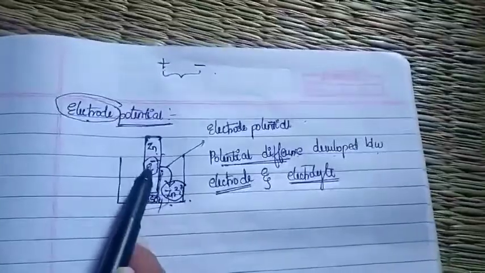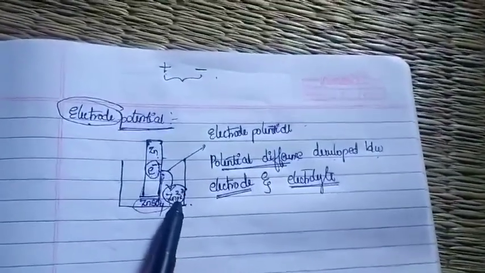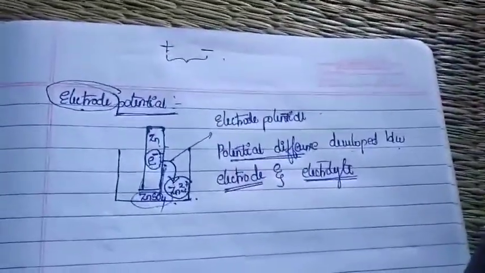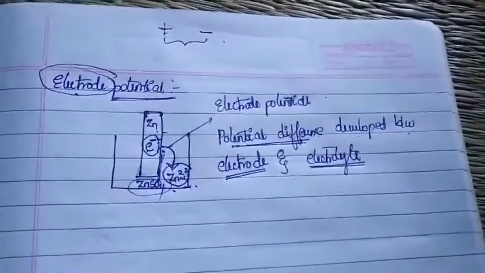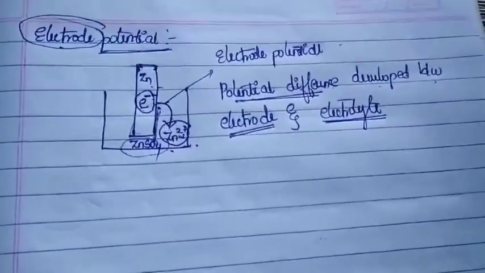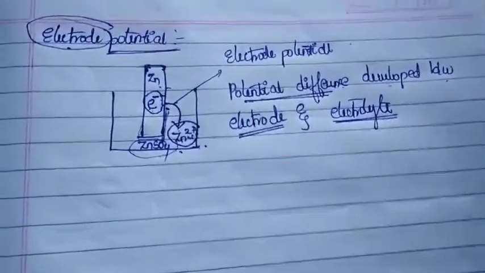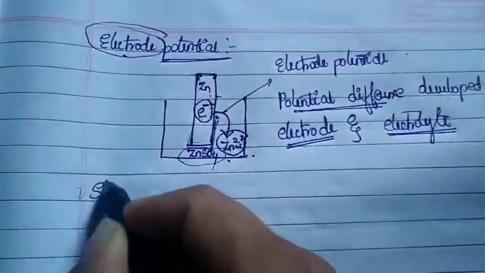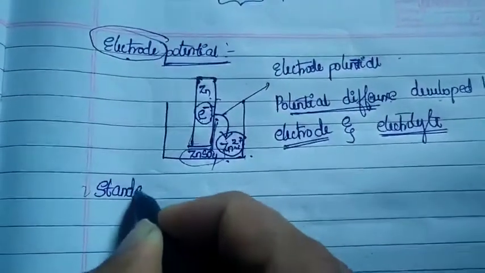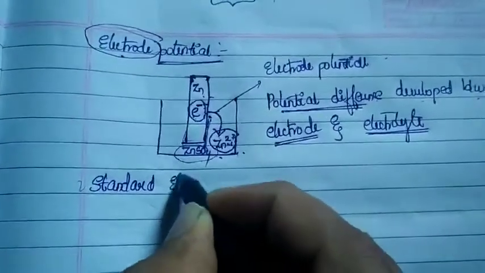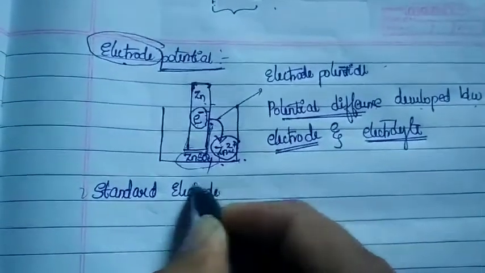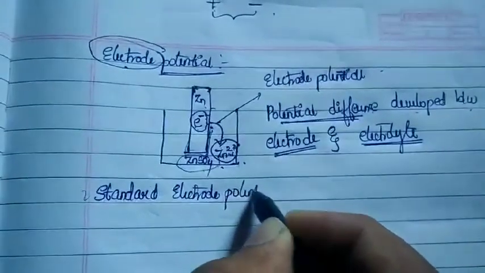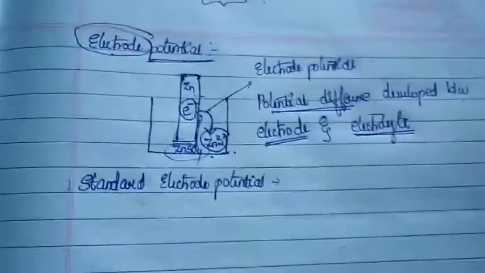Since there is a charge separation between the electrode and the electrolyte, there will be the existence of a potential. So that potential itself will be called as what? Electrode potential. But in case I want the standard electrode potential, what should I do? How can I get it? Very much important over here.